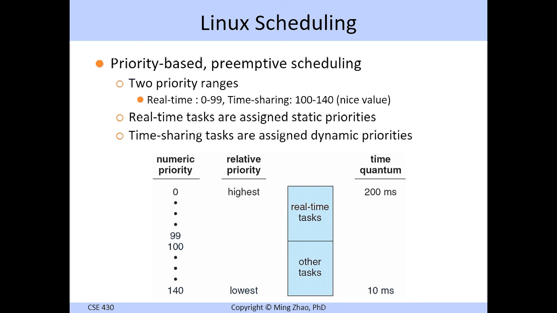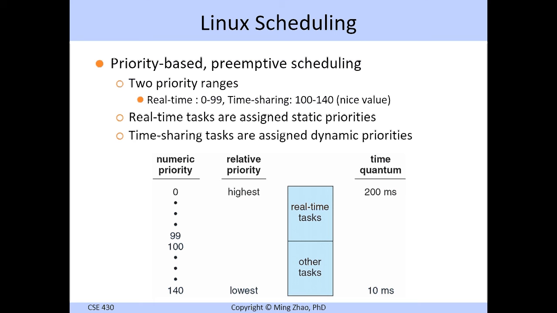The priorities of real-time tasks are assigned statically. Once they are set, they do not change. But for time-sharing tasks, their priority values are assigned dynamically, meaning that they may change when the process is actually run. Now this diagram illustrates how the priority values map to the two classes of processes we have in the system.